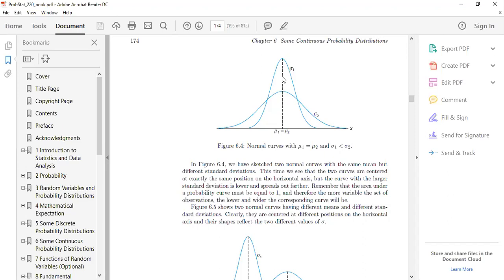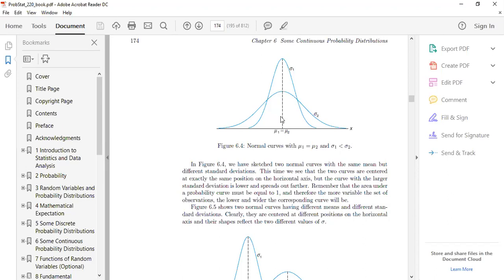In other words, I can put it like this. Here we have two curves centered at exactly the same position, that is our mu, on the horizontal axis. But the curve with the larger standard deviation is lower and spreads out farther. I repeat, the curve with the largest standard deviation, here, sigma 2, is lower and spreads out farther. Remember that the area of the probability curves must be equal to 1. This area must be equal to 1, as I told you. And therefore, the more variable the set of observations, the lower and wider the corresponding curve will be.